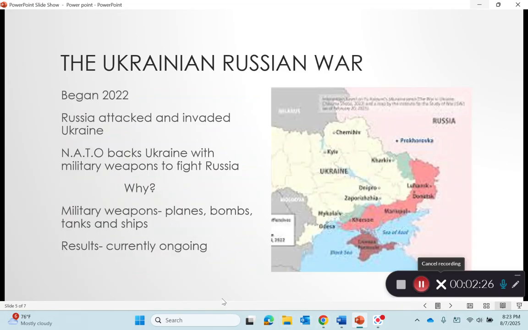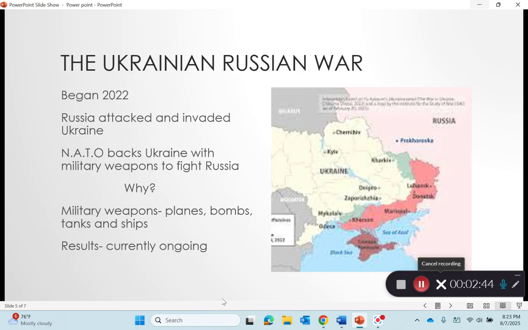Ukrainian-Russian War. It began in 2022. Actually, it began earlier in 2014, but for our purposes, with the invasion, we are going to look at it when Russia invaded in 2022. Russia attacked and invaded Ukraine.